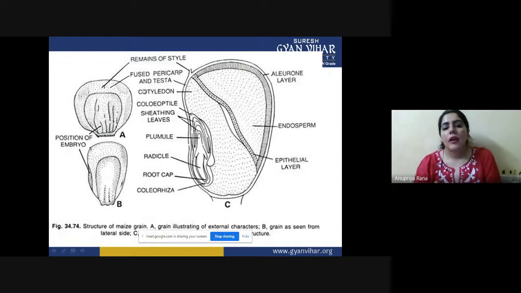This is the remains of the style, and this is the fused pericarp and testa. The testa and pericarp got fused when they were developing. So this is a normal maize grain structure.